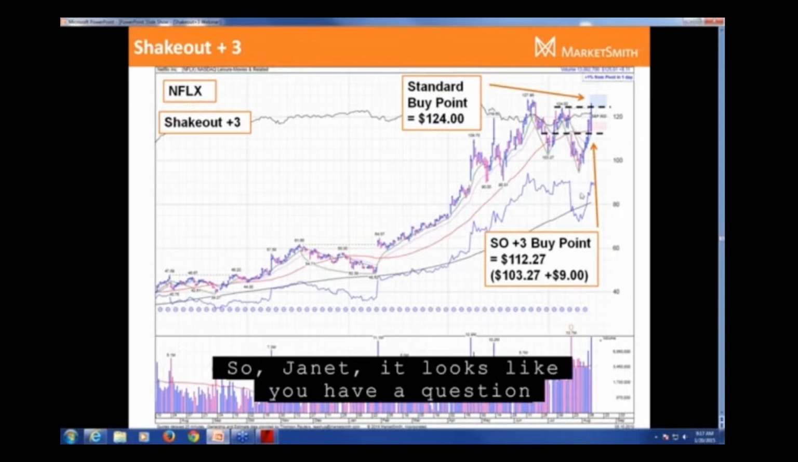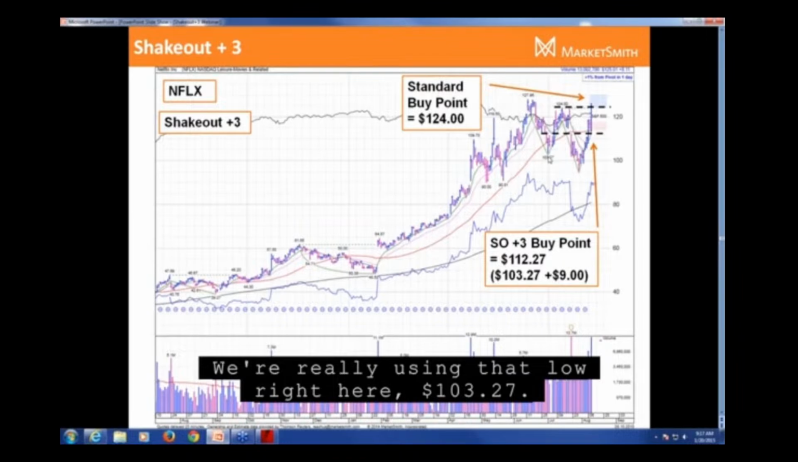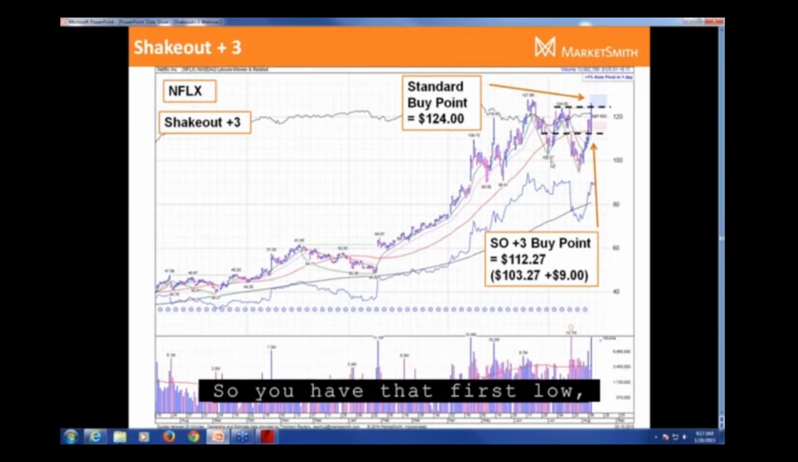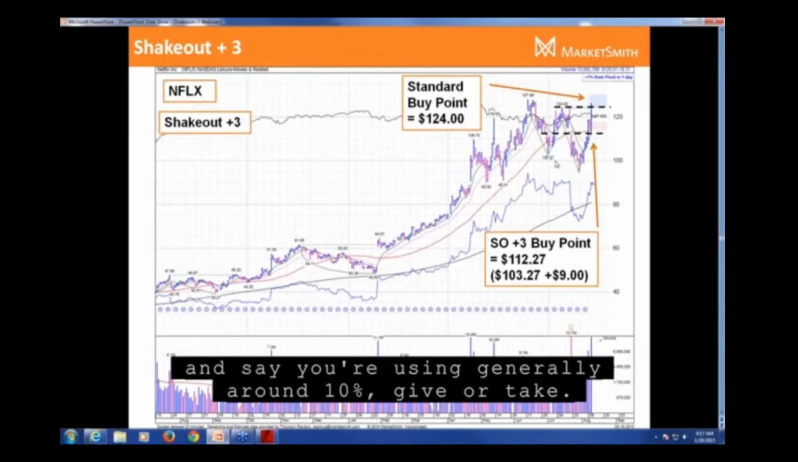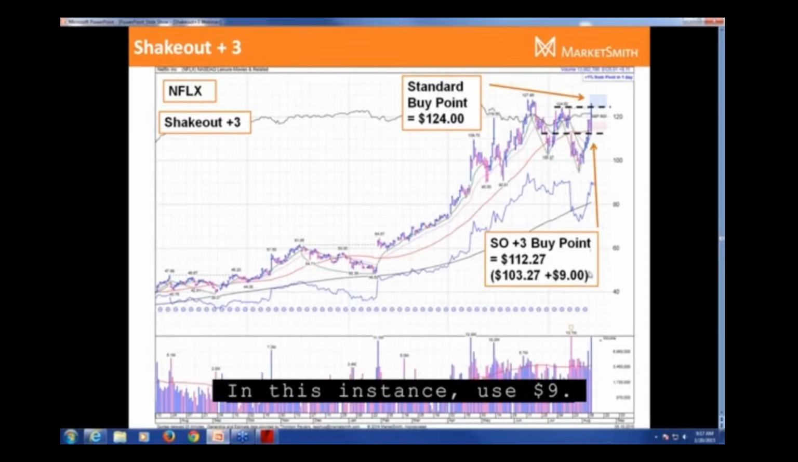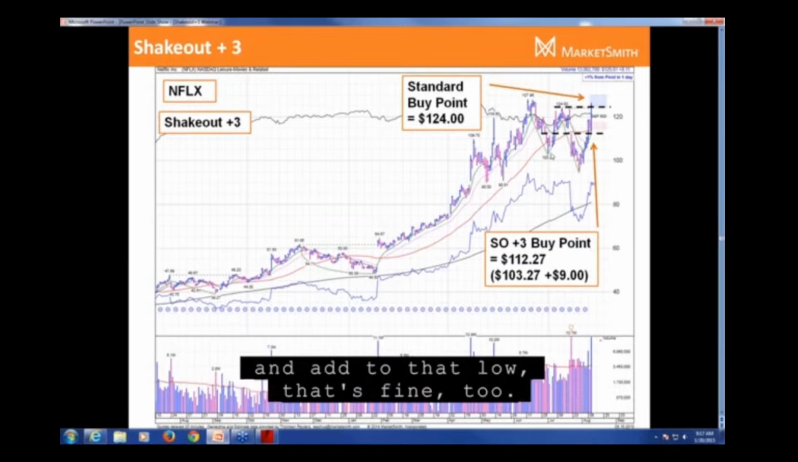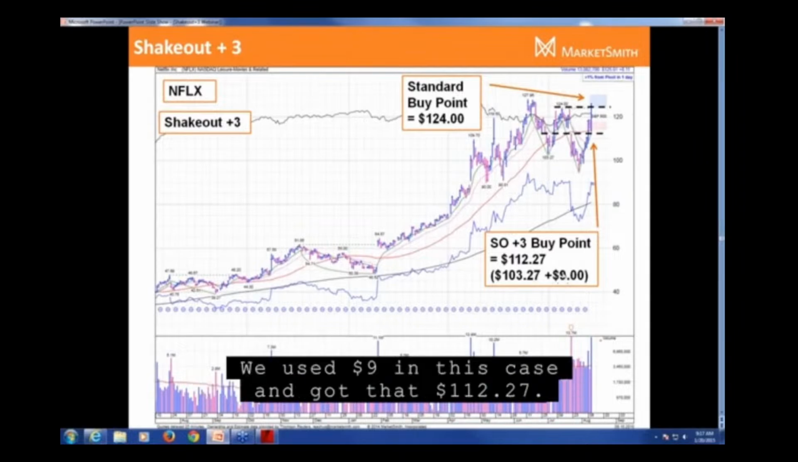Okay, so Jenna, it looks like you're having a question about how you calculate the plus 3 point. We're really using that low right here, 103.27. So that first low, and you're using generally around 10%, give or take. In this instance, we used $9. If you want to use $10 and add to that low, that's fine too. So we used $9 in this case and got that 112.27 point. But it's around 10% of the stock price.